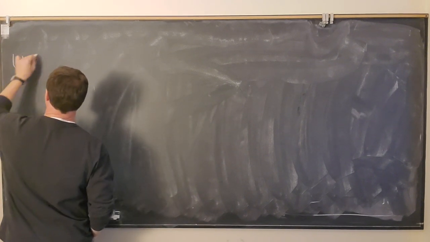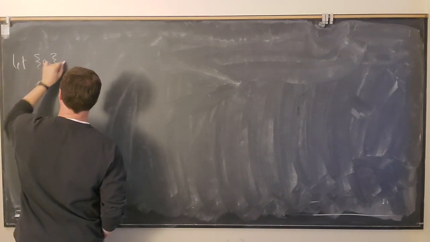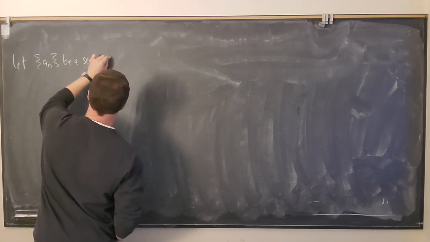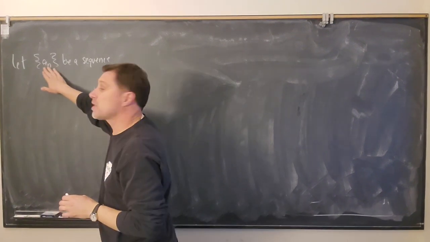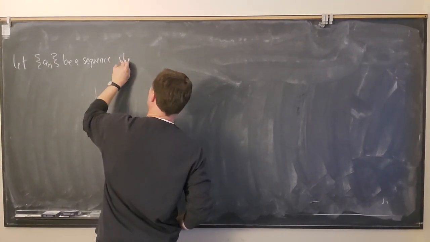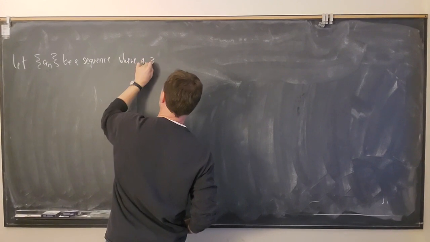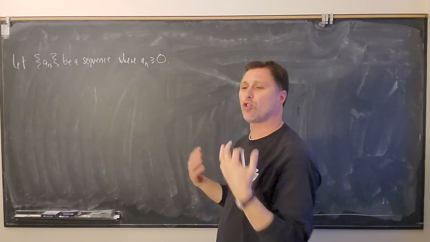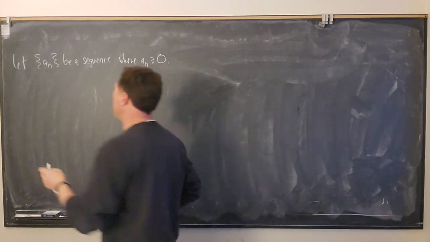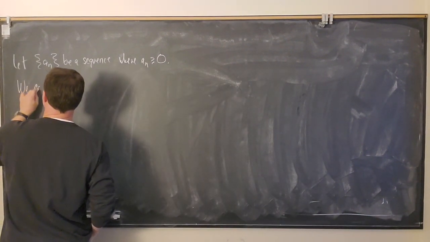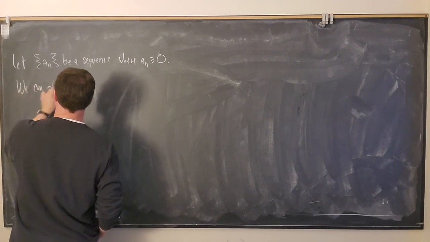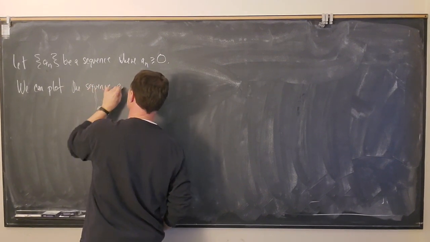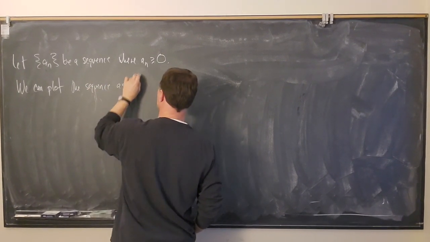Let's start off with a sequence. Let a sub n be a sequence, and we do require all of these numbers to be greater than or equal to 0. So let's say where each a sub n is greater than or equal to 0. What I'd like to do is basically draw a graph. I want to plot these points. So we can plot the sequence as follows.